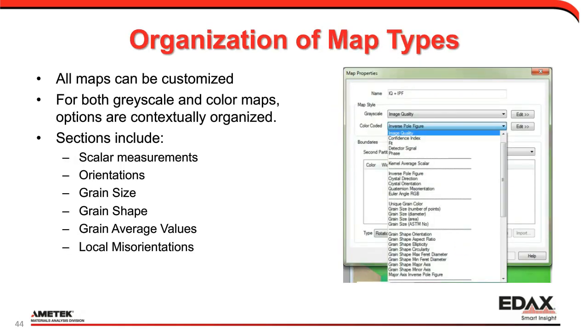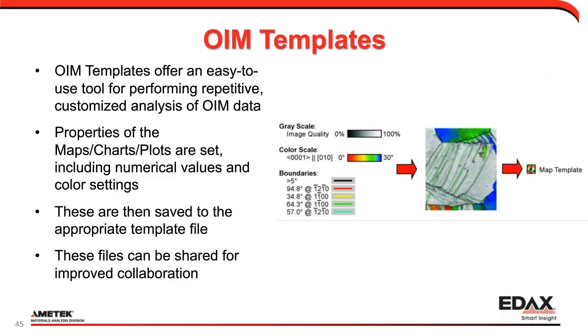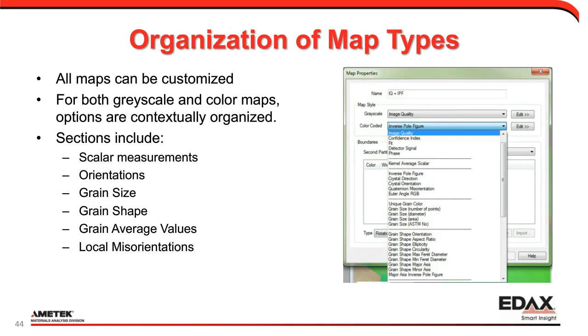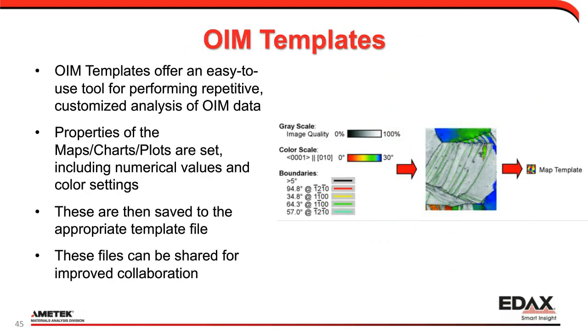But there's some organization to do that, and that's the same for maps for the plots and charts as well. I mentioned earlier templates. This is an important concept that can save a lot of time, because if you do start customizing some of these different preferences, you can save them as a template. And so here, this is just a schematic of I've set a grayscale, I've set a color, I've set boundaries. I save that to what we call a template file. And these files are saved, and they can be shared, and they can be used on different levels.